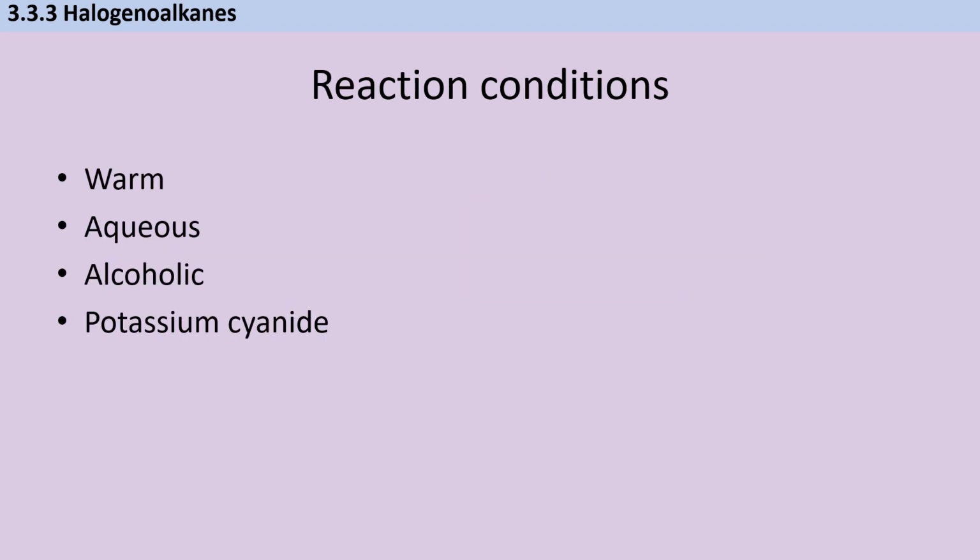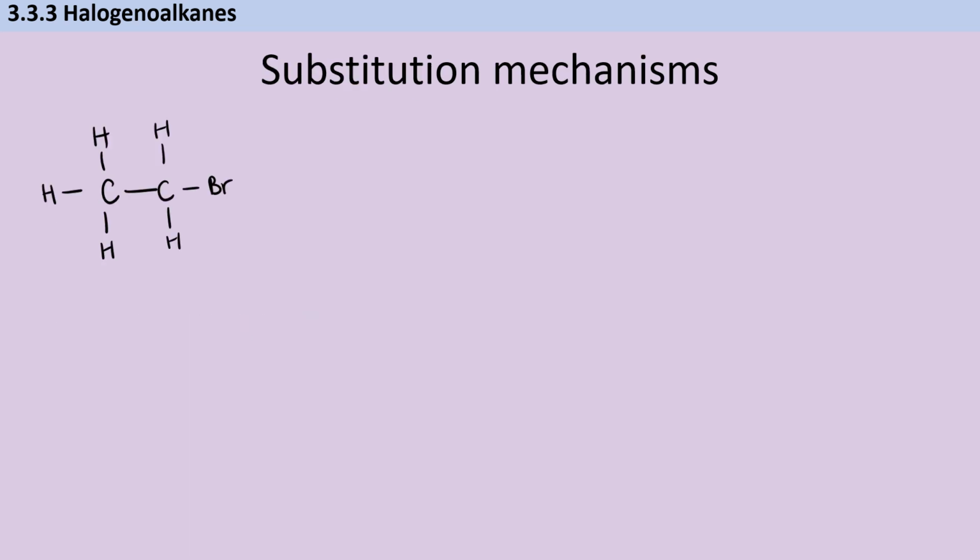In order to undergo substitution with cyanide ions, again we want it warm, aqueous and alcoholic, but also we're going to have potassium cyanide instead of potassium hydroxide. There's one more type of substitution reaction to look at, this time using ammonia. This time we're going to use bromoethane as our starting molecule.